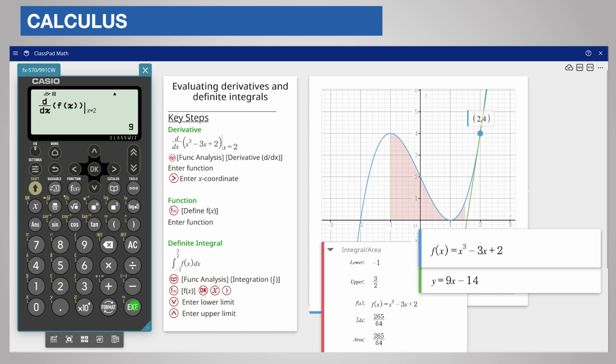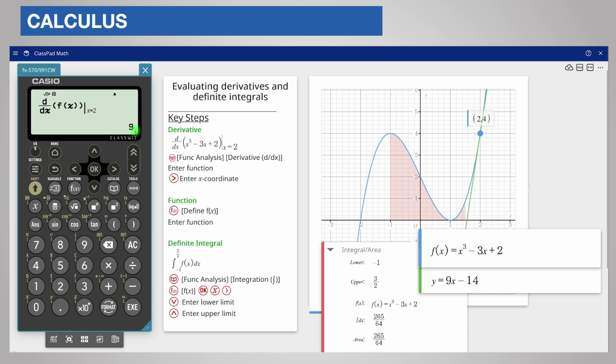If you are using ClassPad.net to demonstrate the calculator as I am, you can show the function and its tangent. I have already plotted these over here on the right. You can see that at x equals 2, the tangent has a gradient 9, which was calculated from the derivative.